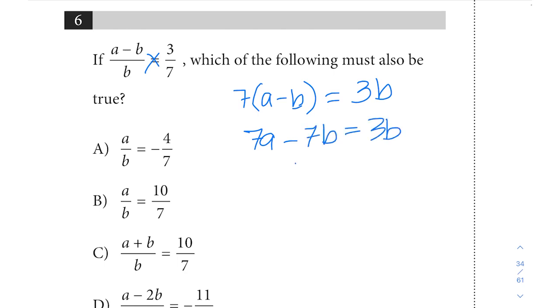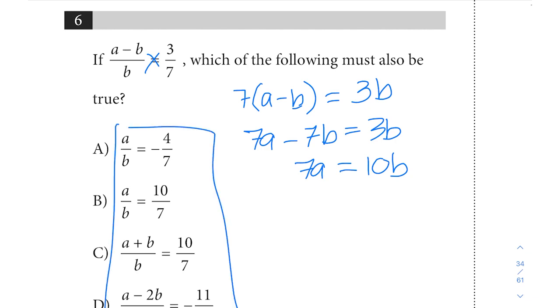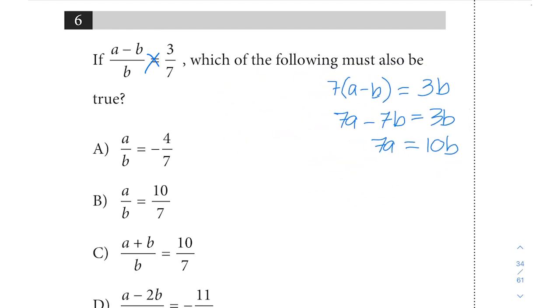And we can distribute that 7 and combine like terms. So we get 7a minus 7b equals 3b. If we add 7b to the other side, we get 7a equals 10b. Now we could try to rearrange this and see what we could simplify, but since all of our answer choices have everything in terms of a and b as well, let's just see if we could rearrange an answer choice to look similar to this relationship.